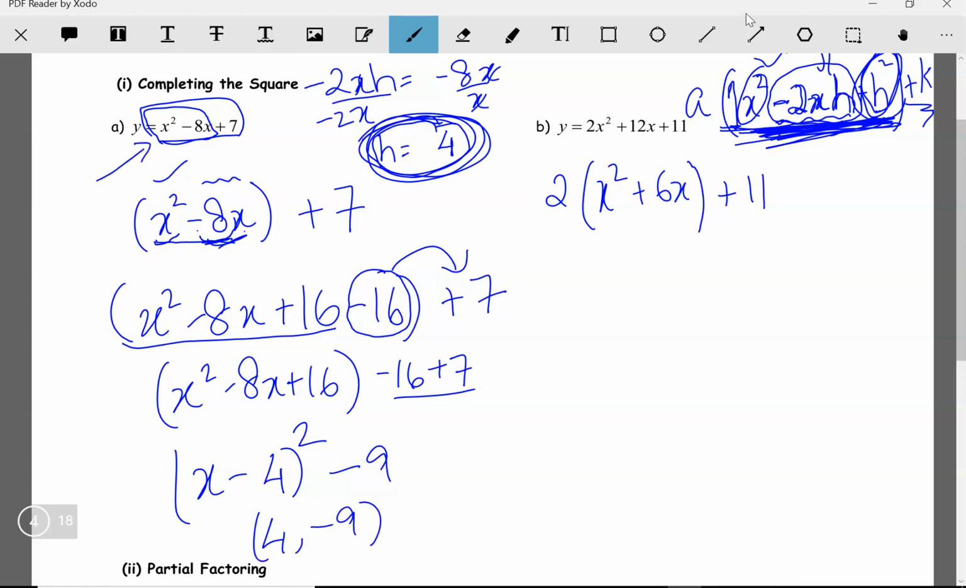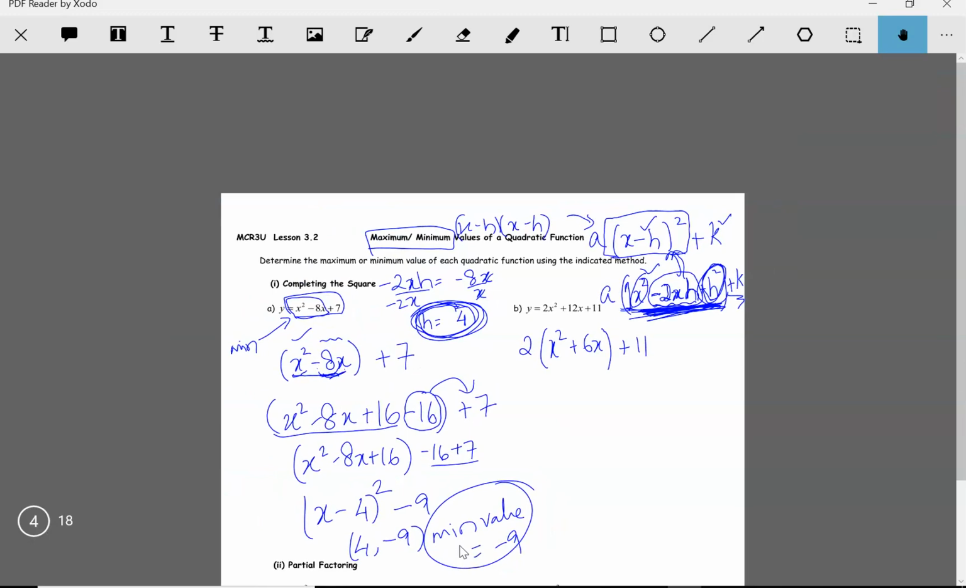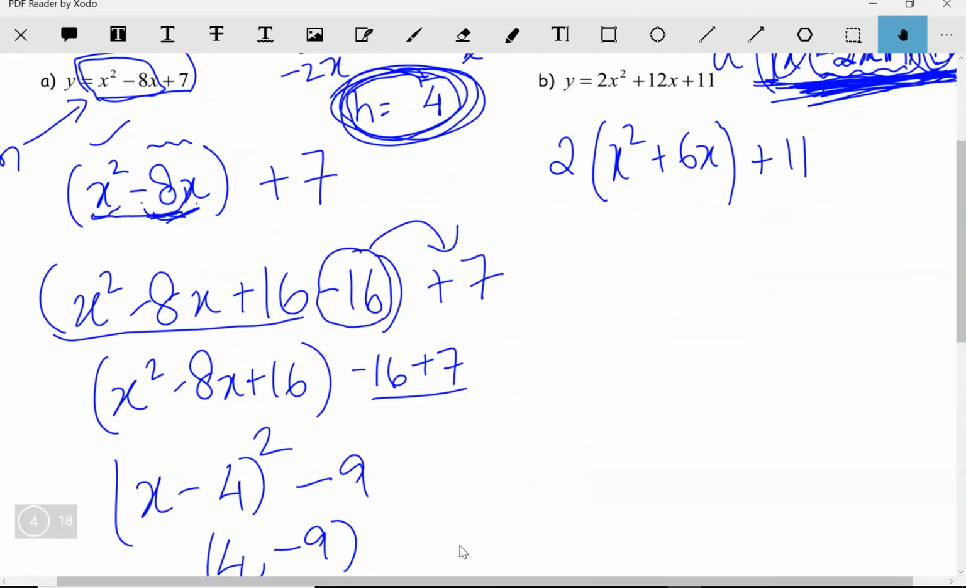Again, we said that it opens up, so it's a minimum, and so this is the minimum value. The minimum value, I should say, is technically equal to negative 9. That should be my final answer, because that's what I was asked to find: determine the minimum value, which was negative 9.